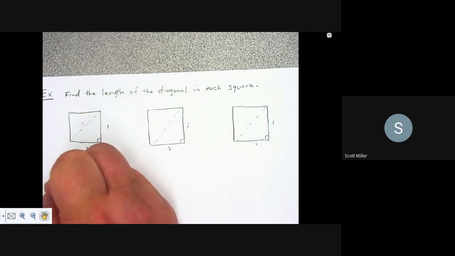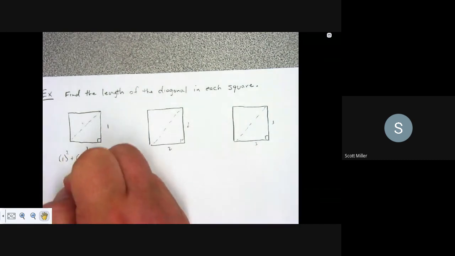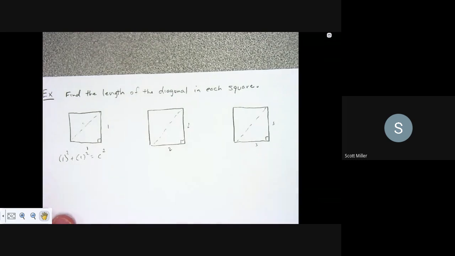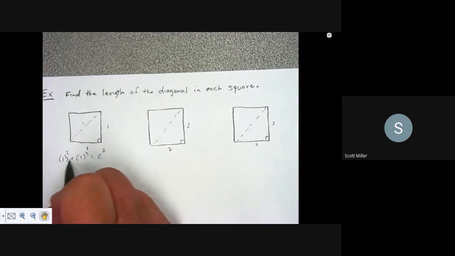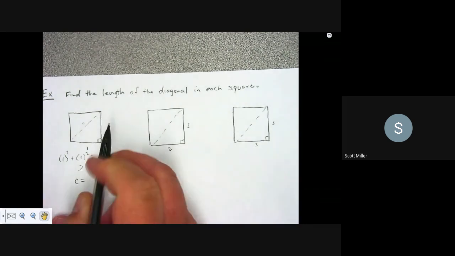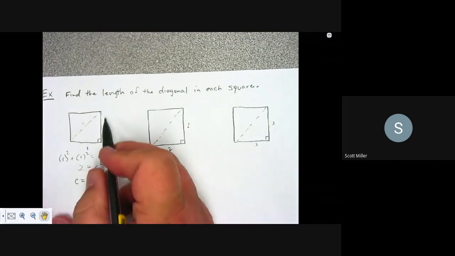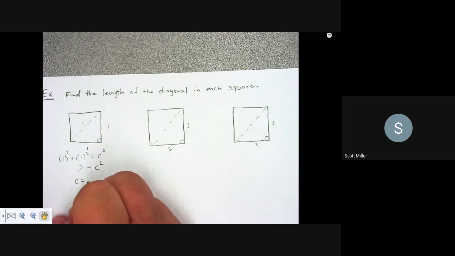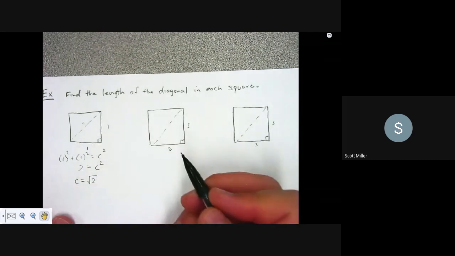So 1 squared plus 1 squared is C squared. So 1 plus 1 is 2, and so C squared is 2. And so C is equal to the square root of both sides, plus or minus, but because it's the length, we know it's only plus. And so C is the square root of 2.